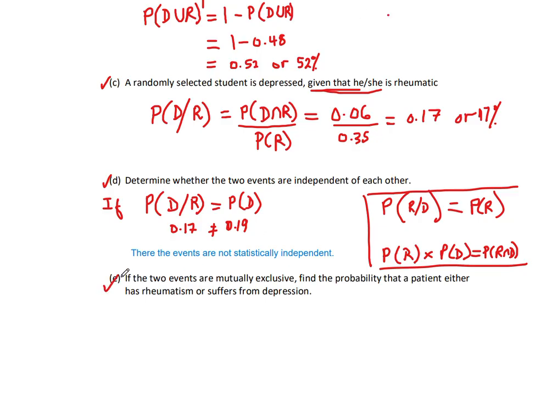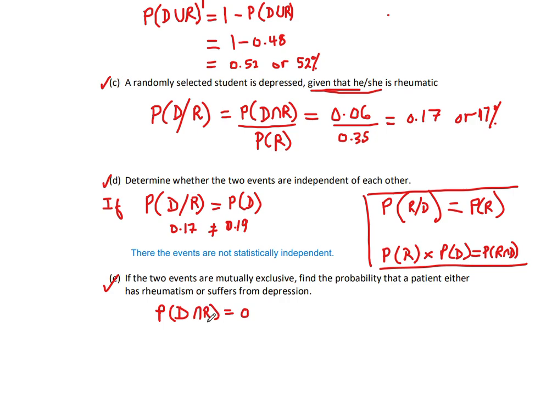Let us now look at E, which asks, if the two events are mutually exclusive, find the probability that a patient either has rheumatism or suffers from depression. So if two events are mutually exclusive, one very important condition to know is that the probability of the intersection is going to be equal to 0. Because if two events are mutually exclusive, then they cannot occur together. So there's no intersection. So this is a crucial condition for mutual exclusivity.